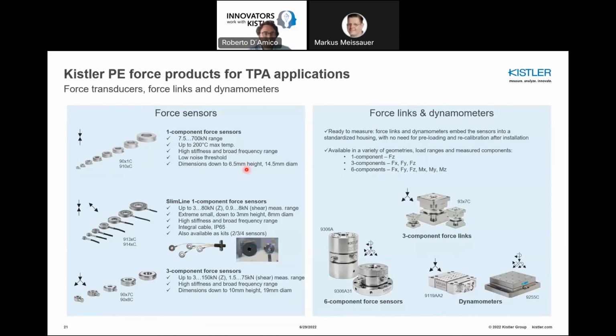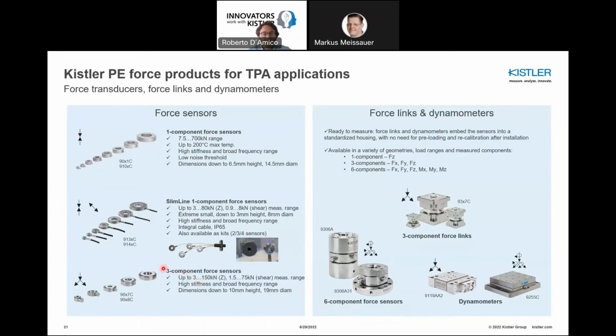with a very low noise threshold. If you have less space, we do have the slimline single component force sensors, which allow you to measure not only the vertical component, but also the shear. And also here we have a variety of measuring ranges, but what is astonishing is the dimension. So here you have the 8763 that you have seen before. This is about 11 millimeters. This is 8. So it's extremely small, and can be embedded into a very small packaging space.